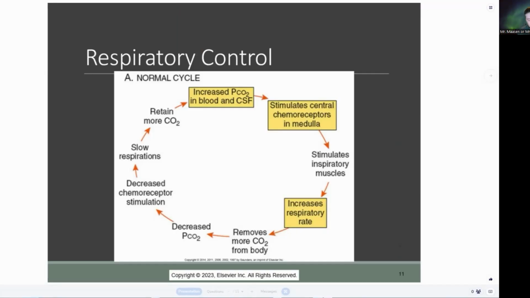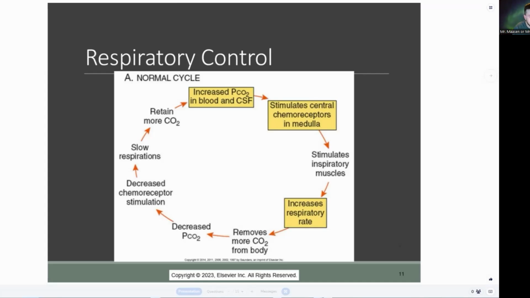So this is just a chart that's in your book that talks about respiratory control and how we go about doing that. But basically, the normal cycle is, if we increase our CO2 a little bit, this is going to tell the medulla to stimulate breathing in.